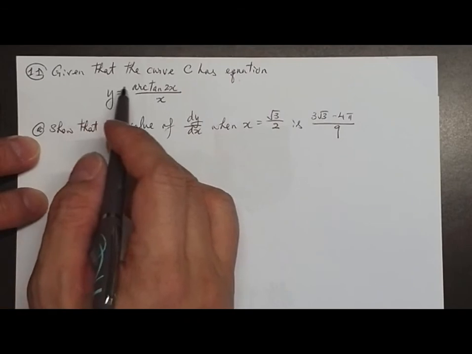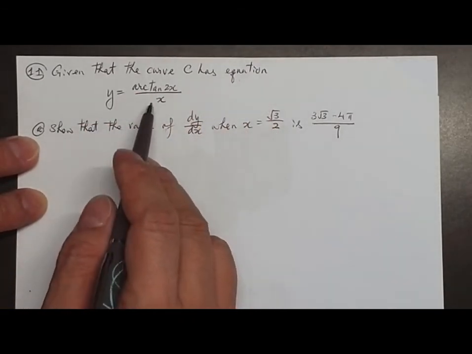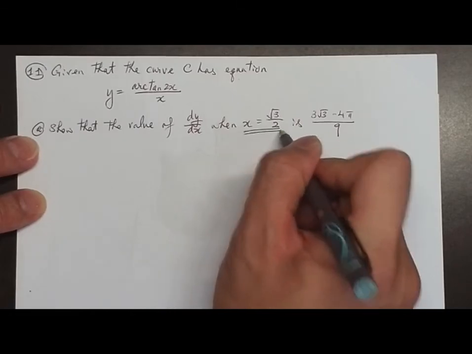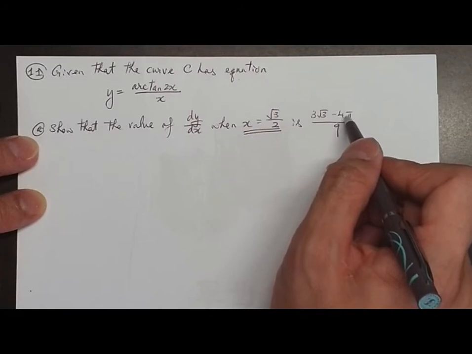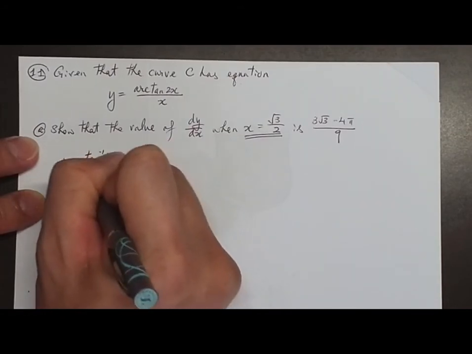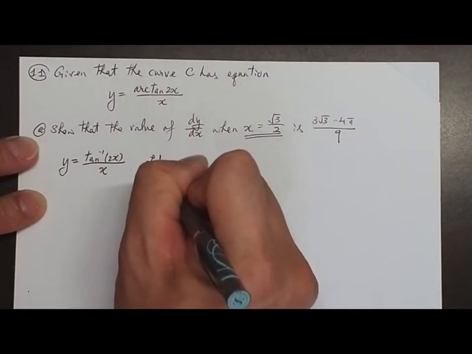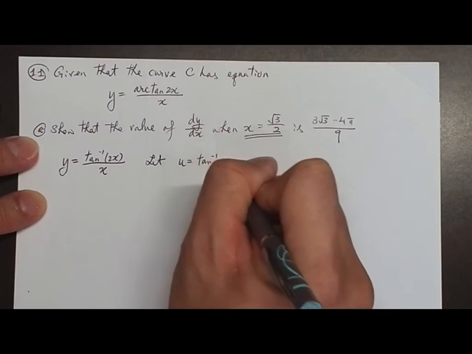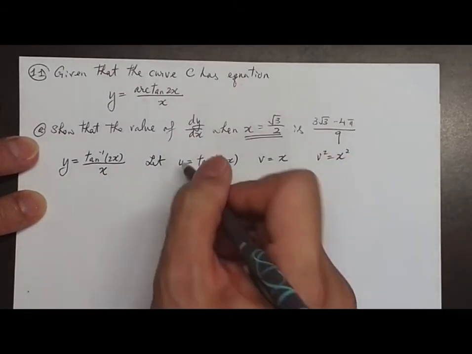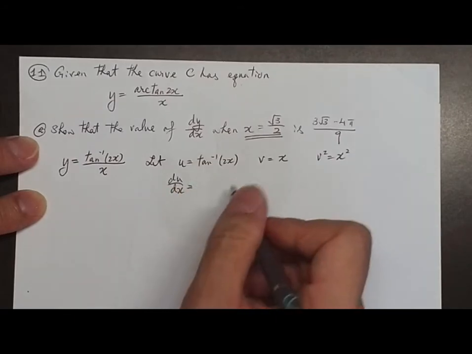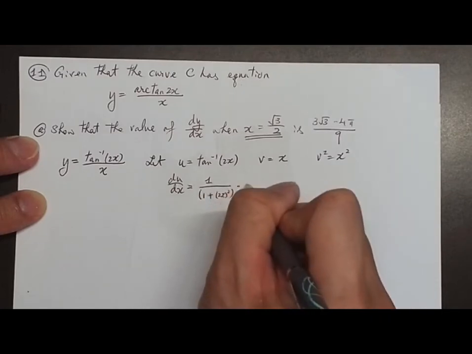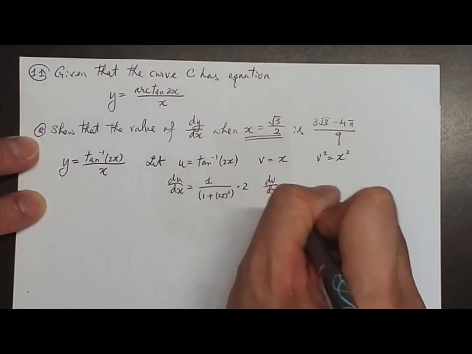Question 11. Given that the curve C has the equation y equals arctangent 2x over x, show that the value of dy/dx when x equals square root 3 over 2 is 3 square root 3 minus 4 pi over 9. So we have y equal to arctangent 2x, I write it in this form, over x, and we let u equal arctangent 2x and v equal x, v squared equal x squared. And du/dx is equal to 1 over 1 plus 2x squared multiplied by 2, and dv/dx is equal to 1.